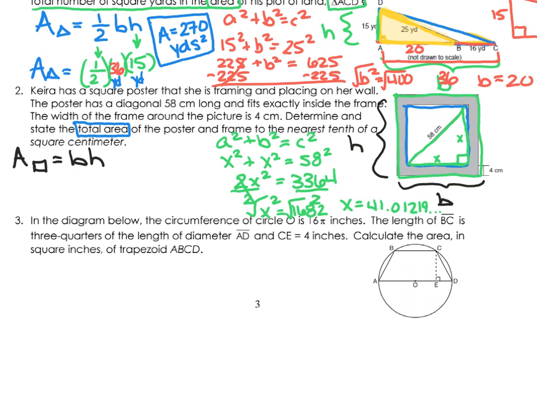And so now we know this dimension here. Okay, except we have to realize that the frame is 4 centimeters longer on this side and 4 centimeters longer on that side. So we have to add 8 to this to get the dimension of the whole square. Okay, and so now we're going to figure out that our base here is no longer unknown, that our base is 49.01219 dot dot dot. Okay, and the same thing with our height. Okay. It's not gonna let me erase.